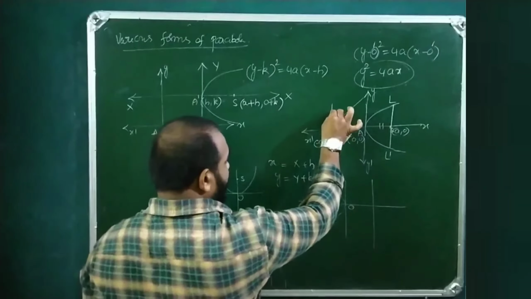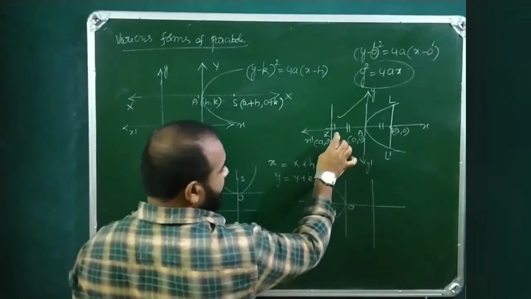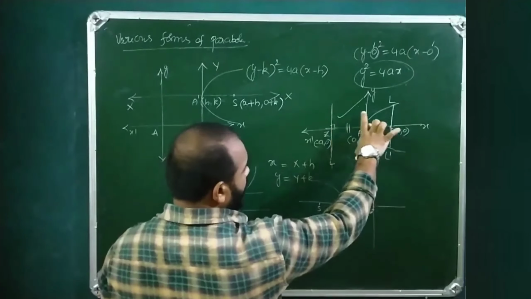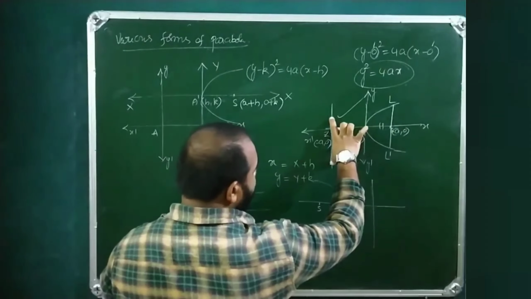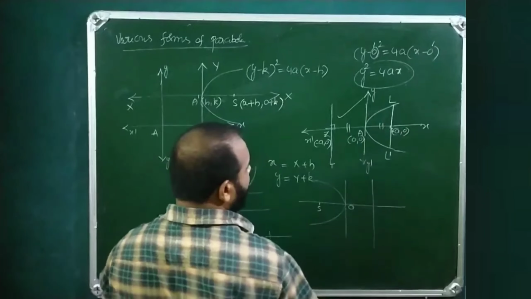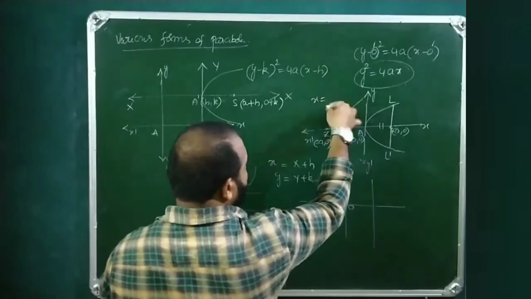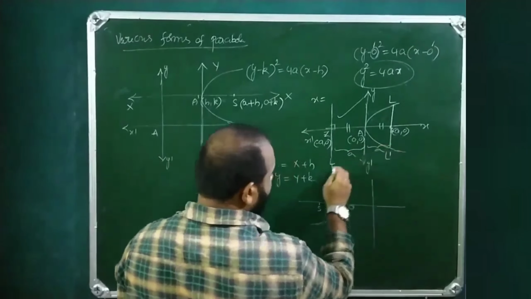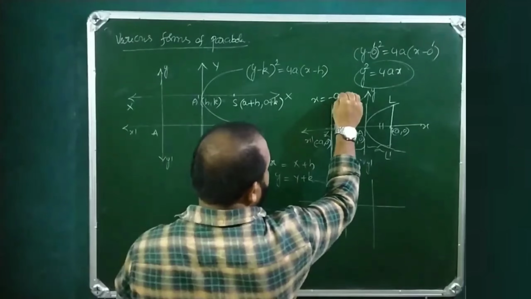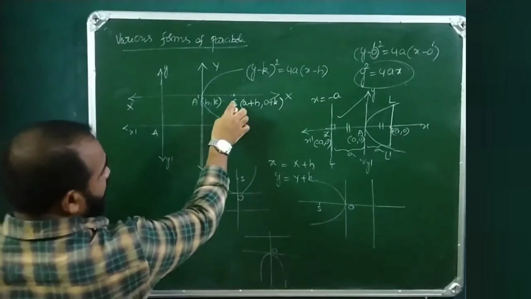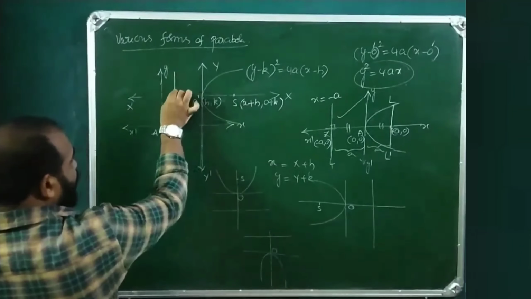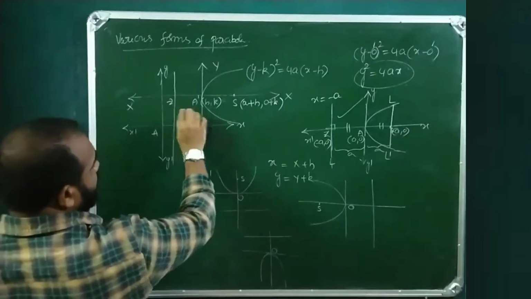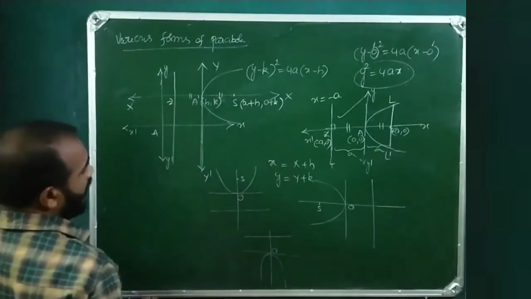And what is the equation of this directrix? This line is parallel to the y axis. Any line which is parallel to the y axis is of the form x equals to something. So this is a and this is a. Therefore this is x equals to minus a. So if this is the focus, this would be the directrix. This and these are equal.